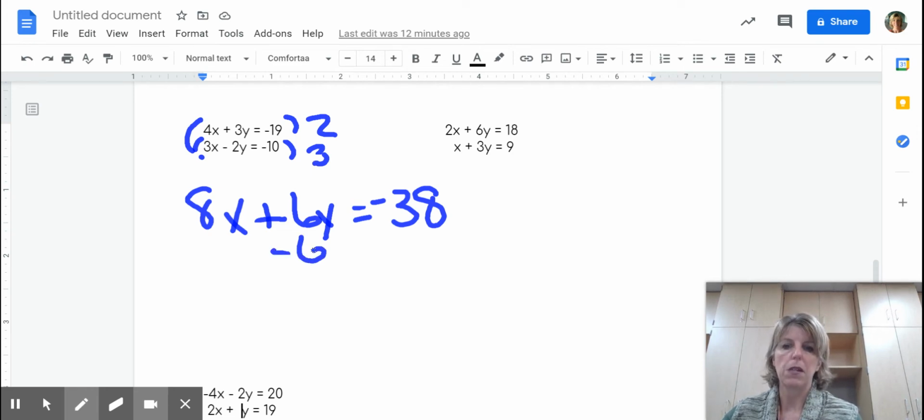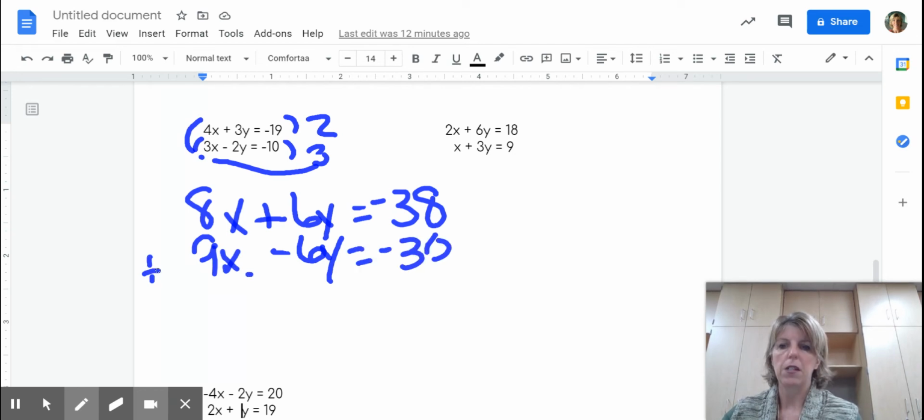So that's going to give me this piece right here that I want. Make sure everything else gets it. So it's 3 times 3x is 9x, and 3 times 10 is negative 30. Right? Now I can add them together.